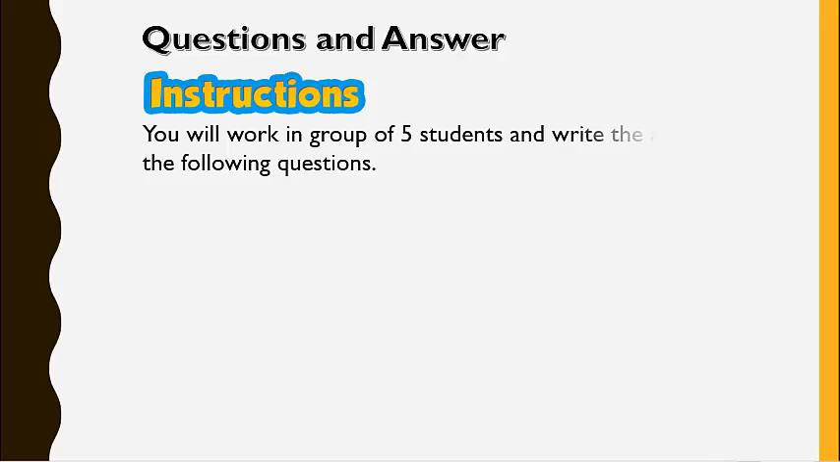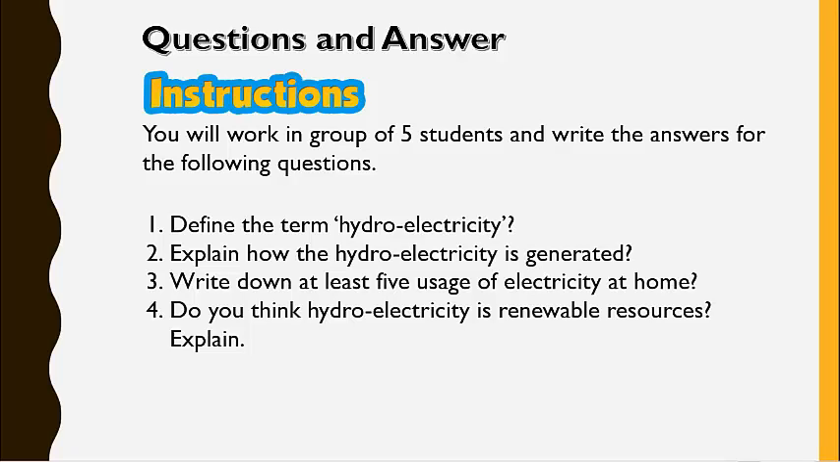Okay, I'll count 1 2 3 4 5, 1 2 3 4 5, all the students, 45 students. Then all the ones will come here, 2s will come there, and 3s, and so on. So all of you will stay in a group of 5, and I'll write those questions on the chart paper and display it on the board.